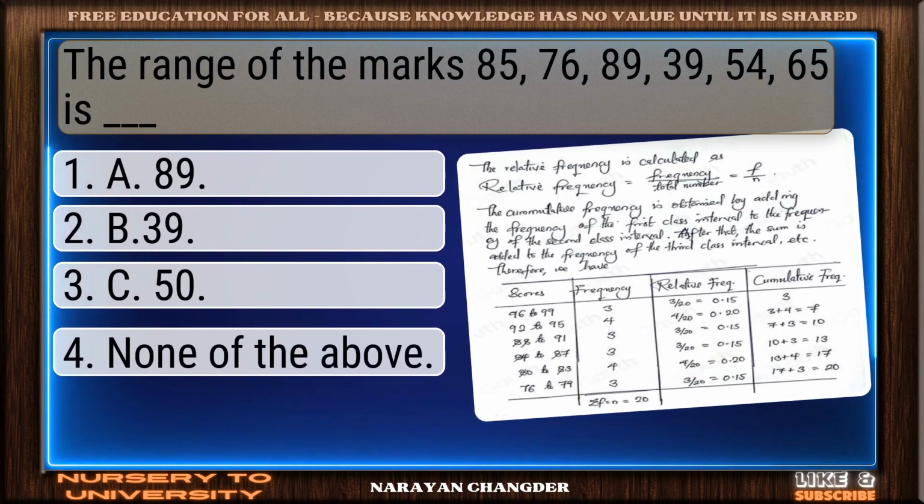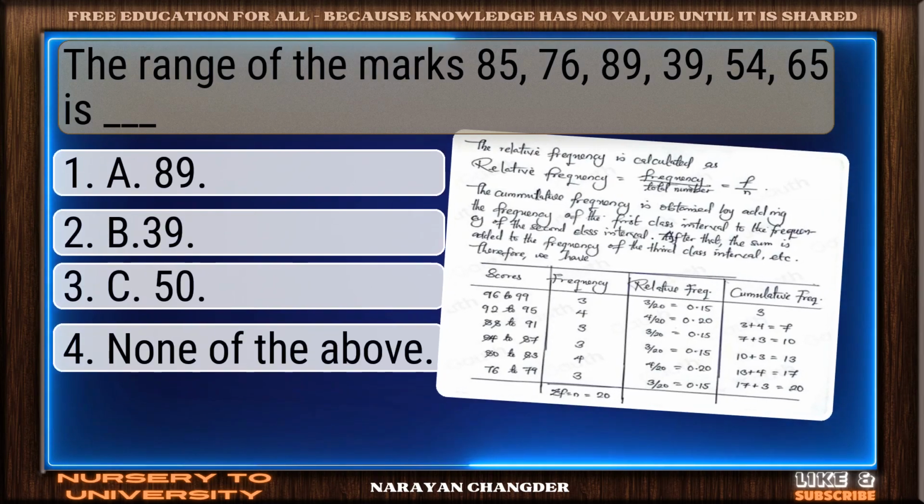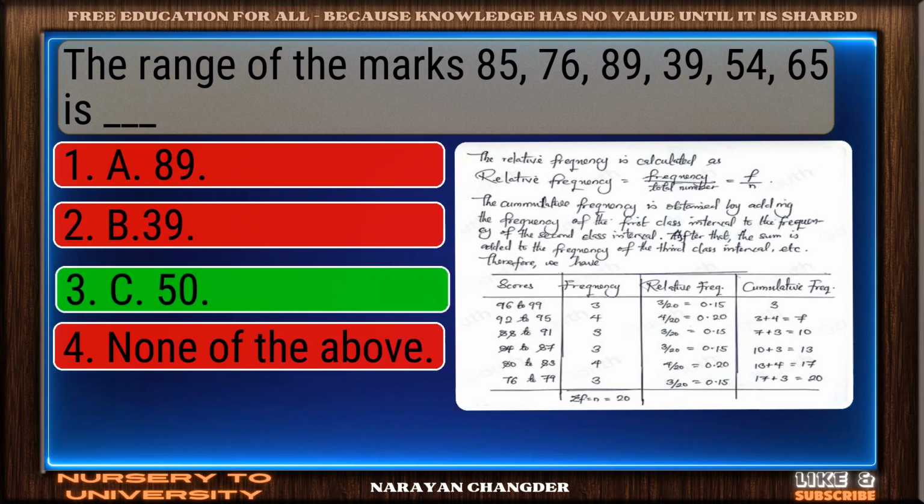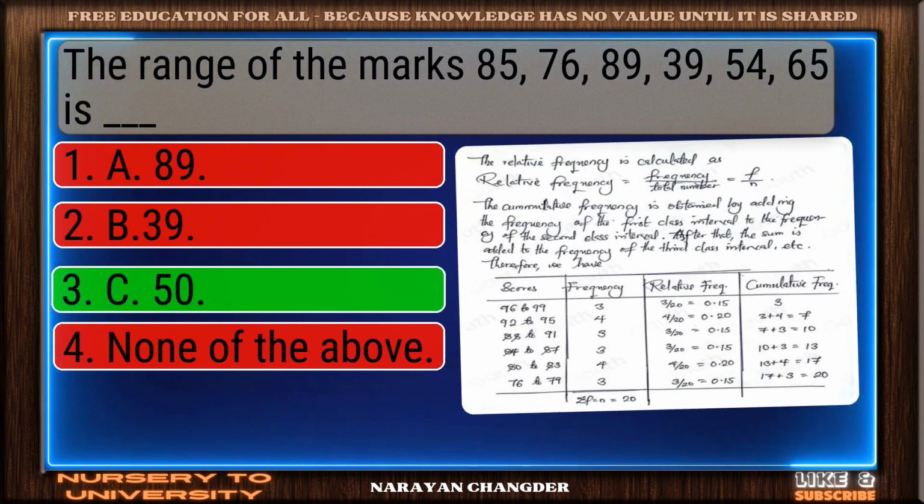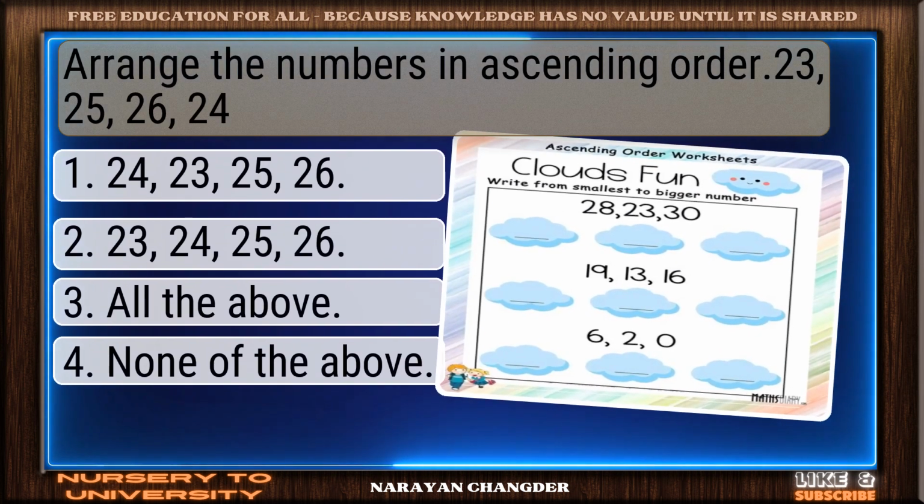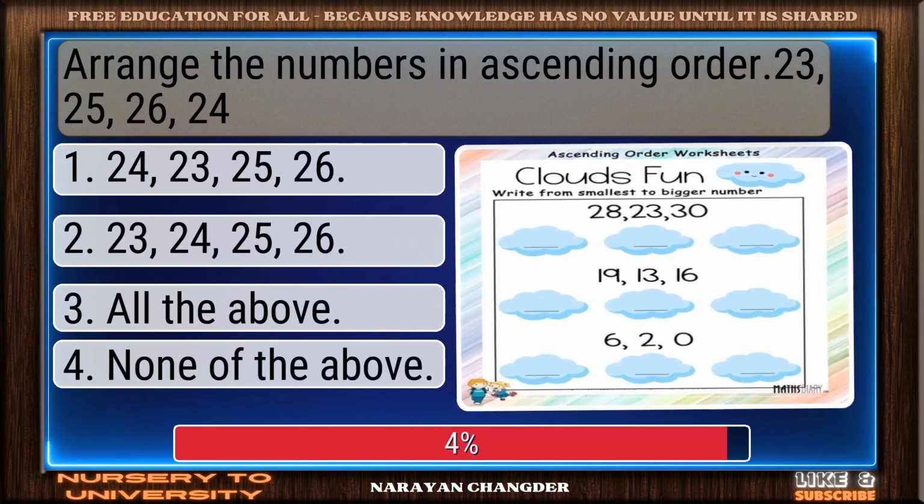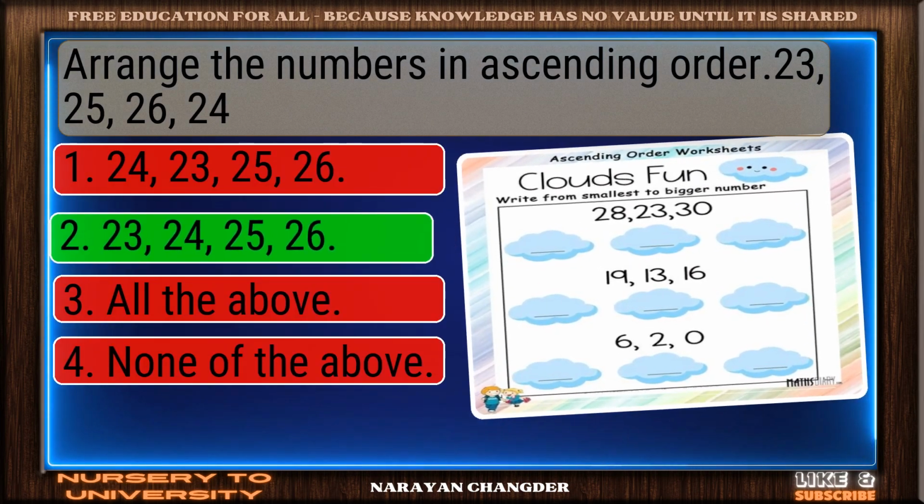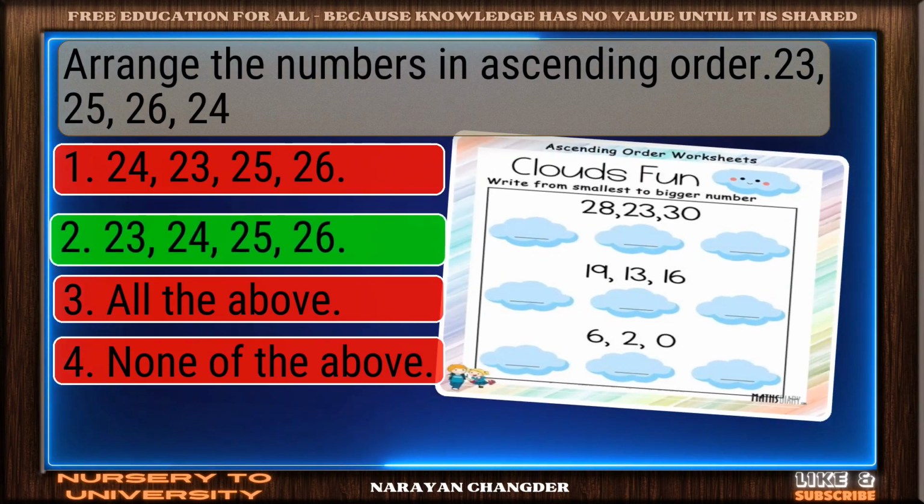Question number 154. The range of the marks 85, 76, 89, 39, 54, 65 is dash. Bravo, 50 is the answer. Question number 155. Arrange the numbers in ascending order: 23, 26, 25, 24. Perfect. 23, 24, 25, 26 is the correct choice.